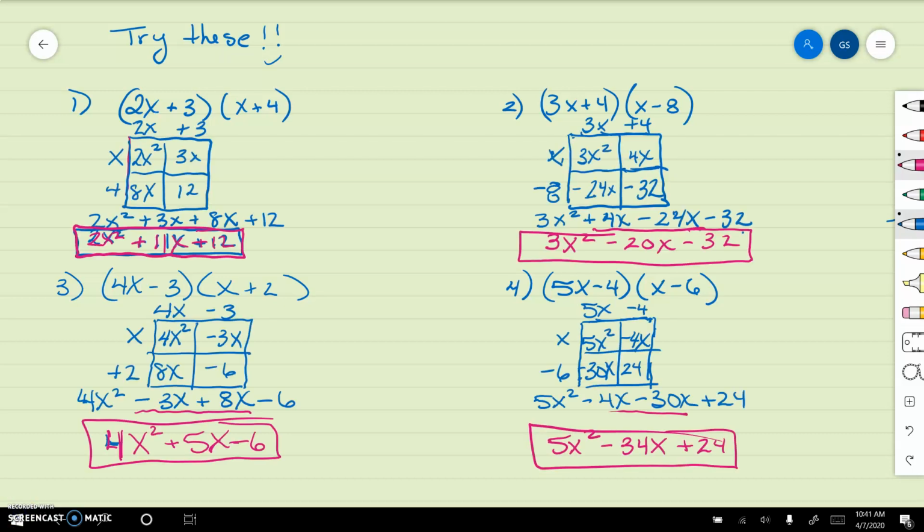Okay, everybody, here are the answers. I hope you did okay with them. If you just got one wrong or just part of one wrong, you probably just made a multiplication or addition mistake. But hopefully by now you're getting these down.